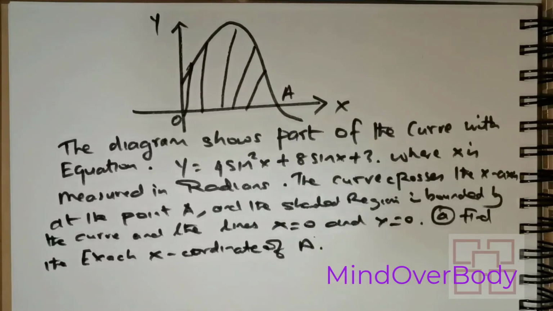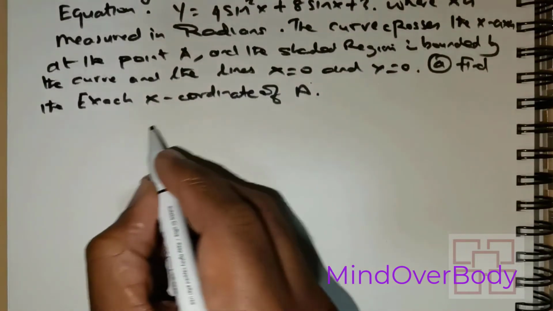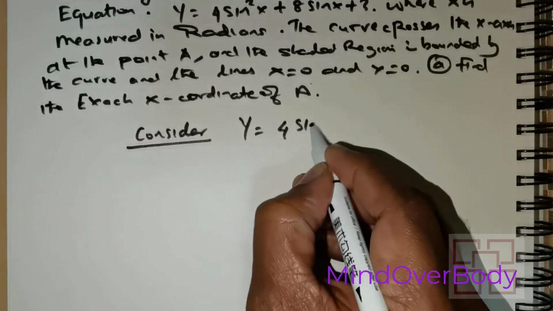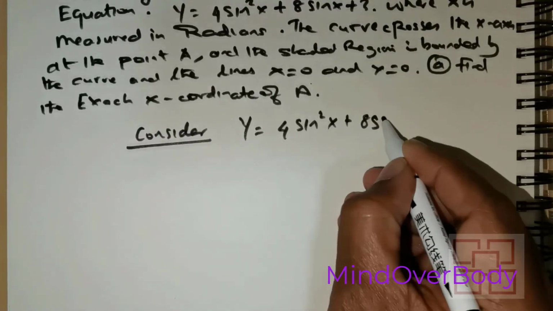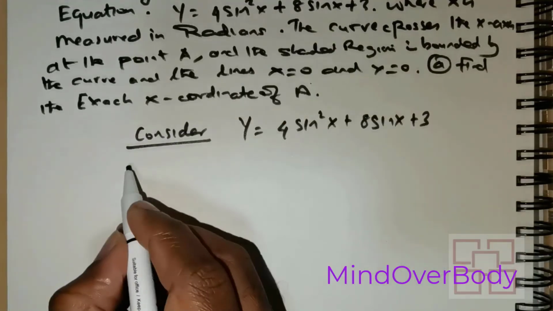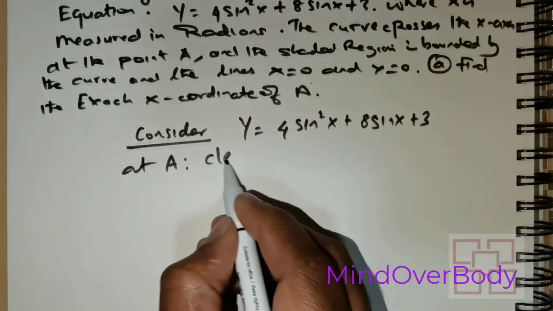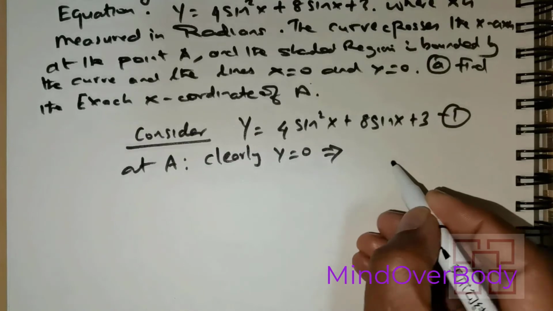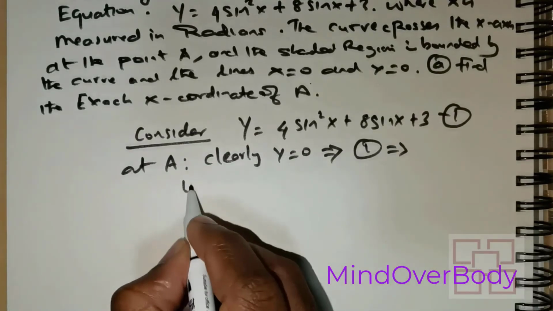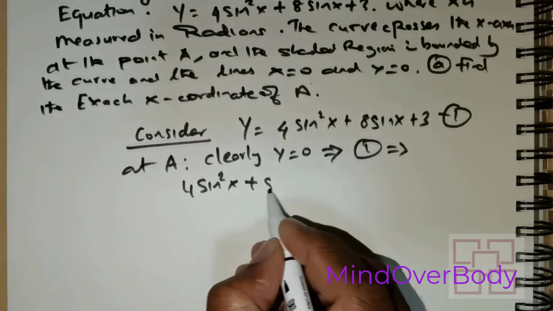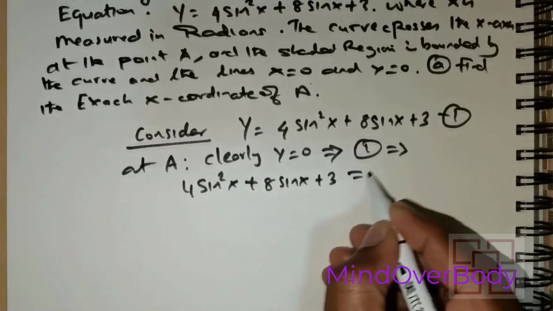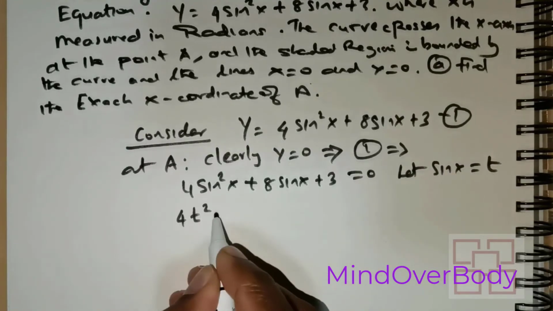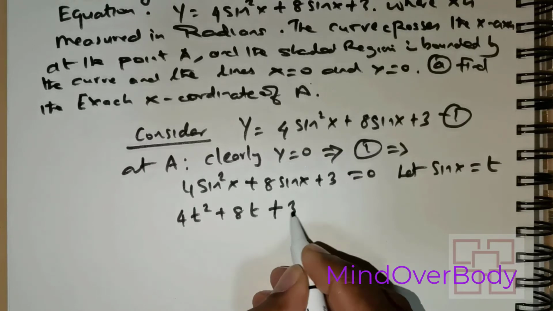Now this is the equation given. So let us start by considering y equal to 4 times sine squared x plus 8 times sine x plus 3. Now at A, clearly y is equal to 0. So this implies 4 times sine squared x plus 8 times sine x plus 3 equal to 0. Now let me take sine x to be t. So that means 4 times t squared plus 8t plus 3 is equal to 0.